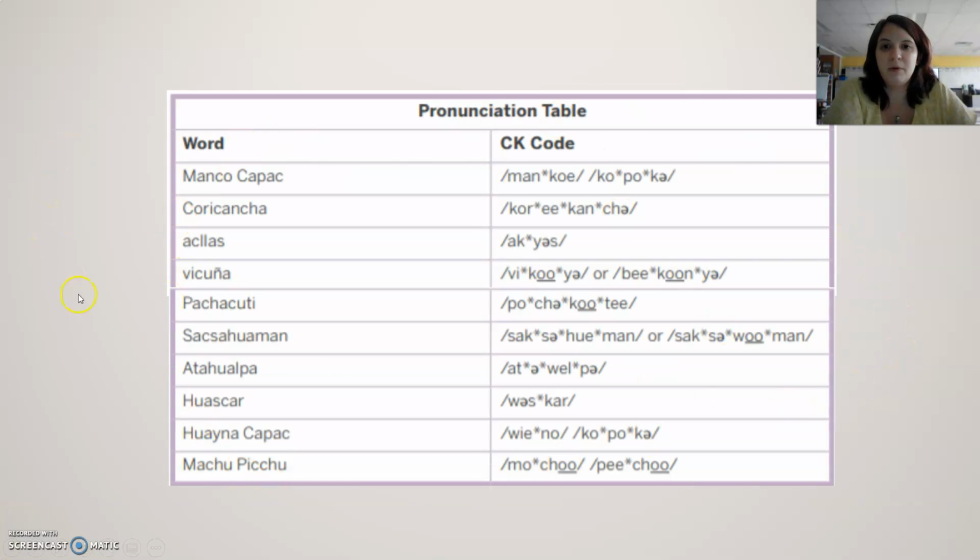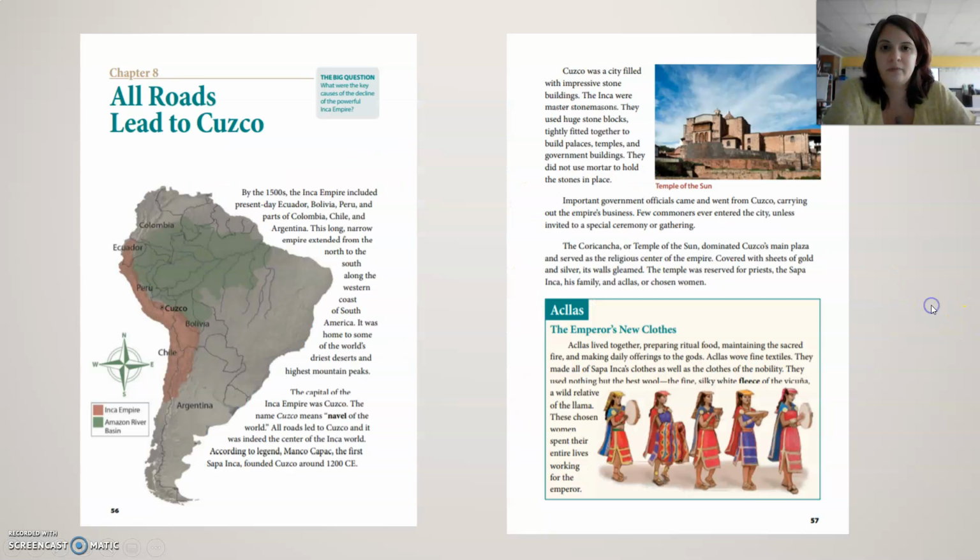I have provided a pronunciation table for you, so if at any time you're reading the text and get confused about how to pronounce something, you can go back to this pronunciation table. Feel free to pause the video at any time to make sure you're reading carefully and understanding everything.